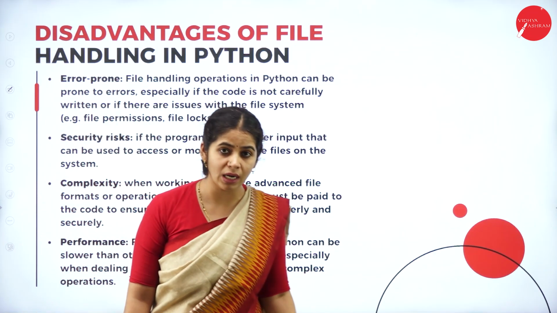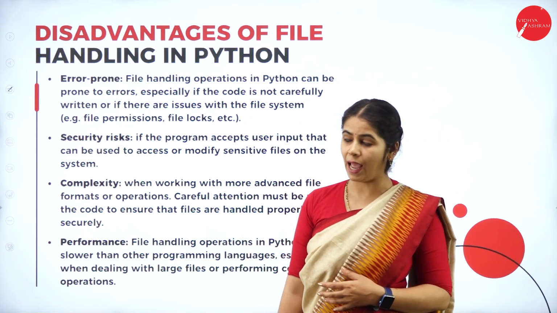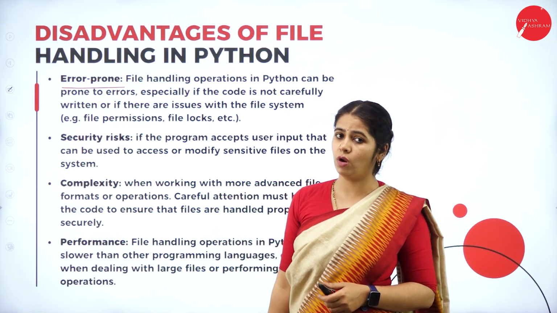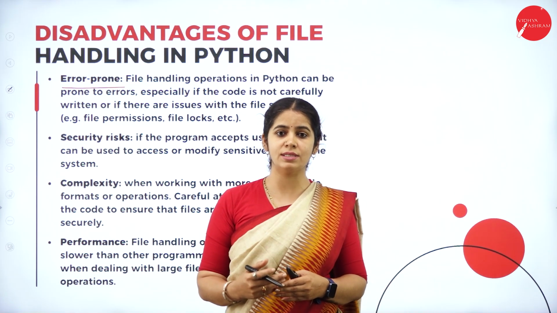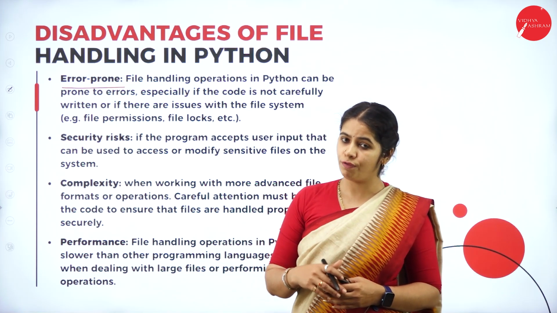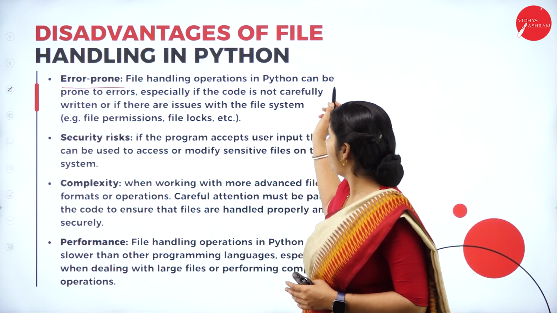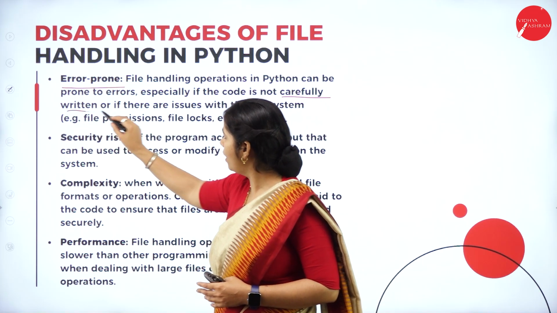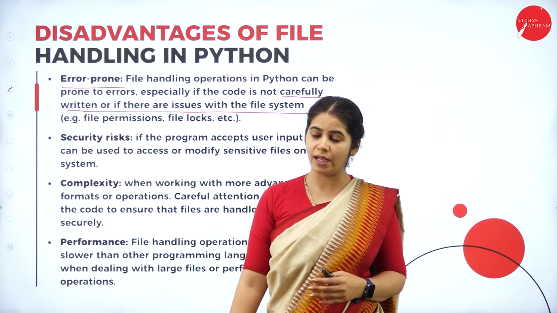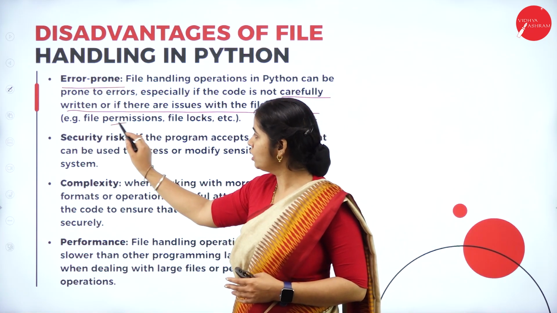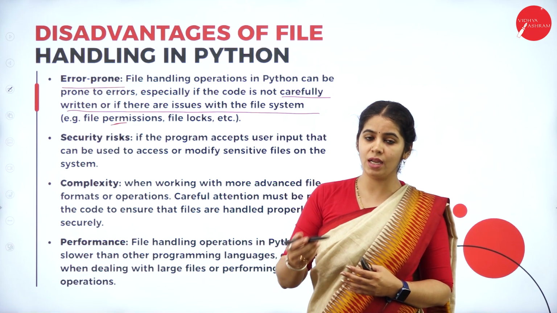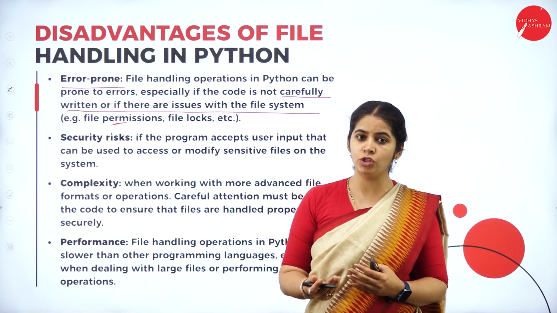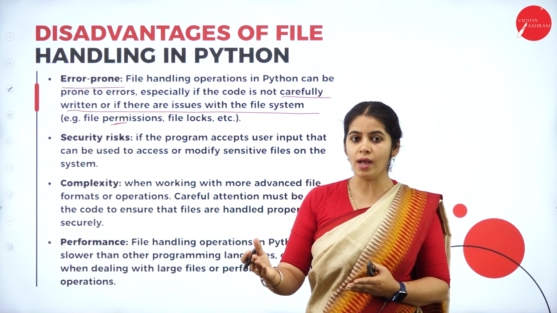Then what are the disadvantages of using file handling? It is very error prone. The first disadvantage is that it is error prone. Anyone can access the file and make changes to the file. File handling operations in Python can be error prone, especially if the code is not carefully written to handle issues in the file system. That is file permission. If file permission is not given properly, read only, write, or read and write, it can be prone to errors.